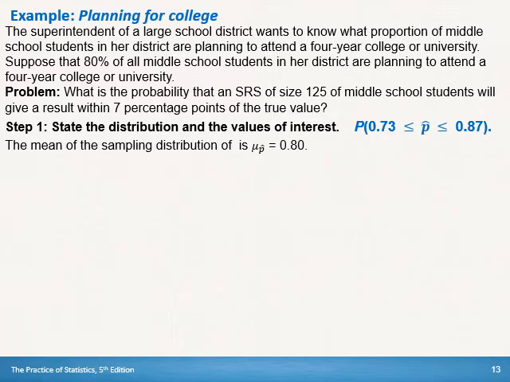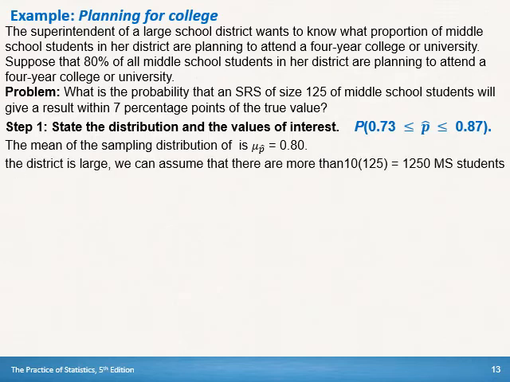Now, before we can calculate the standard deviation, we have to check our 10% rule. So we sampled 125 students. This is a large district, so it's probably safe to assume, but we have to assume that there are at least 1,250 middle school students in this district. Otherwise, we've sampled more than 10%. All right, once we make that assumption, then we are allowed to calculate our standard deviation.